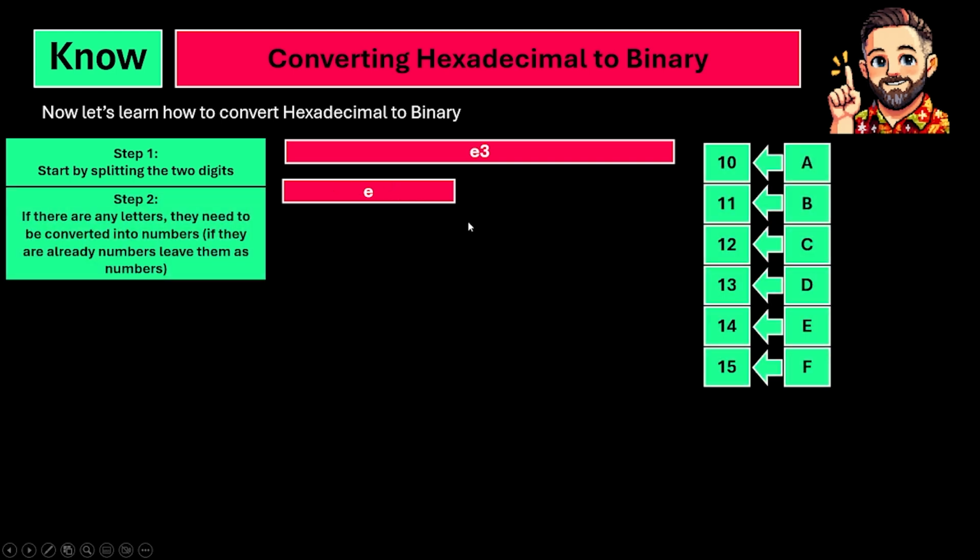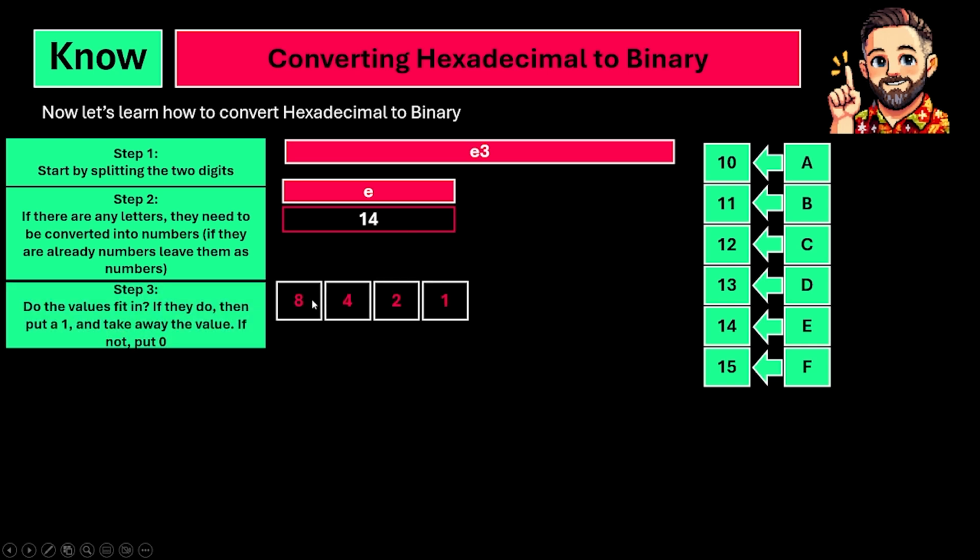So E, as we know, is a letter, and in this case we have to convert it back to a number. So E equals 14, and we're going to start with that value. What we need to do is place out 4 value channels, starting with 1, doubling each time, so 1, 2, 4 and 8. And then we're going to put our value in, 14, and if we can take this value out of it, we will. If we can't, we carry it over. So let me show you what I mean.